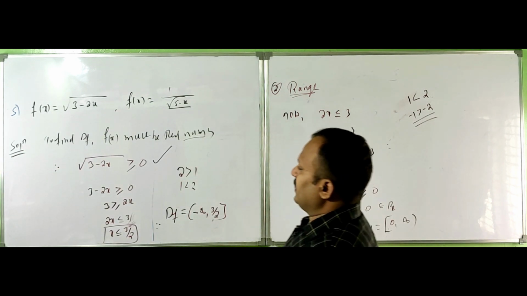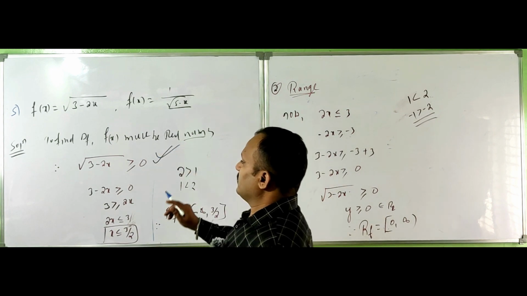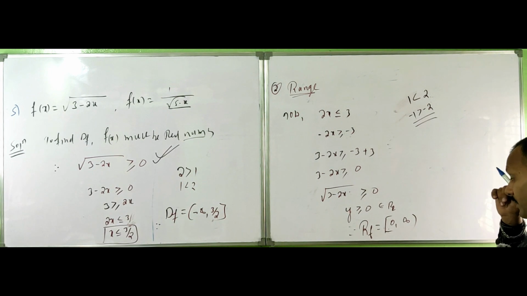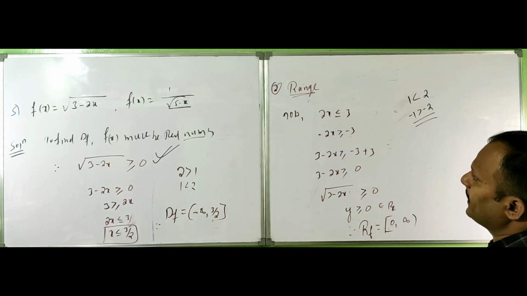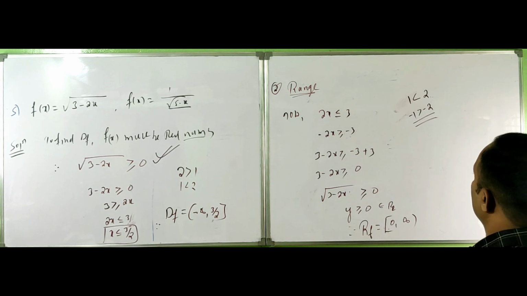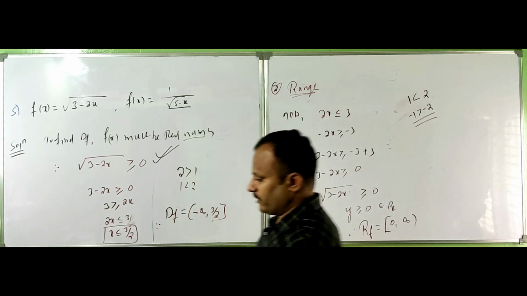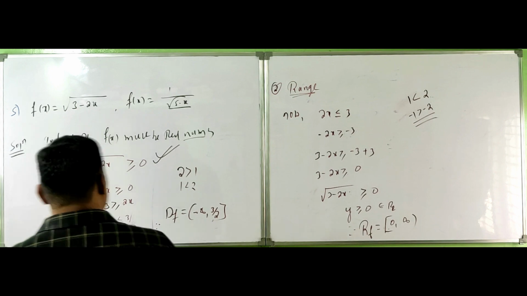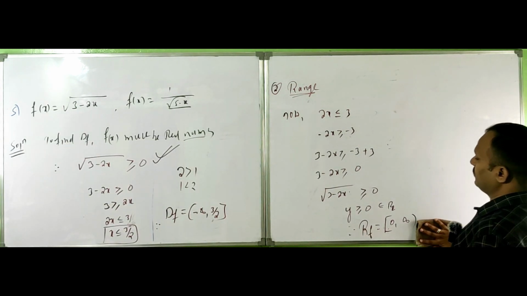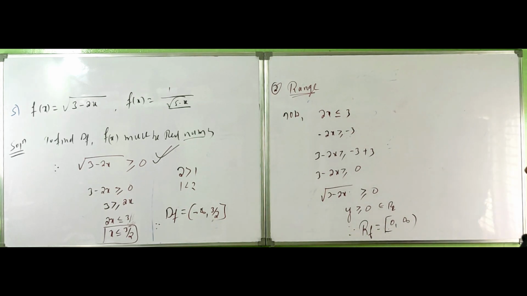You can take this as the example. This is the result. Range means the output for any values of input. Okay. But similarly, yes sir, for root of 1 by 5 also. Let's see 1 by 5 also.